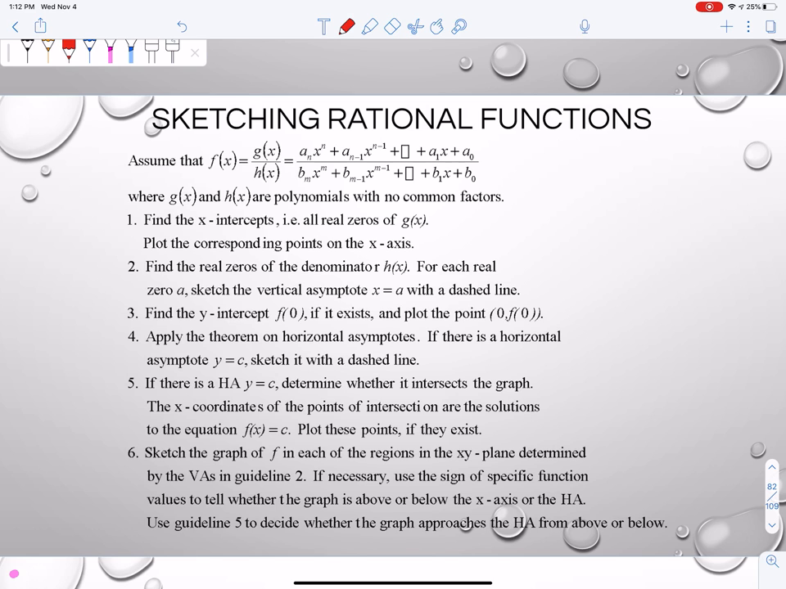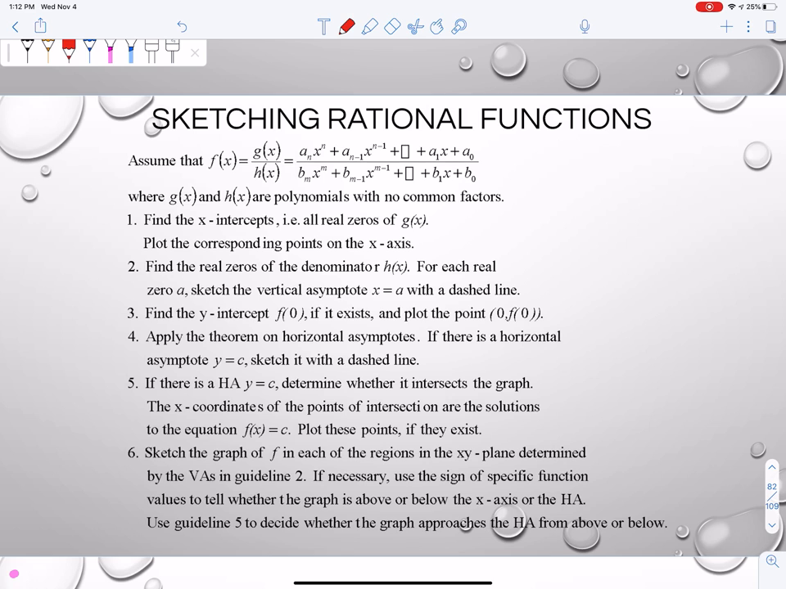So assuming I have a rational function f of x equals some g of x over h of x, and there are no common factors, thus nothing that I can continue to reduce, okay? If there was something we reduced, make a note of that because you're going to have a hole in the graph somewhere that we need to find as well, okay?